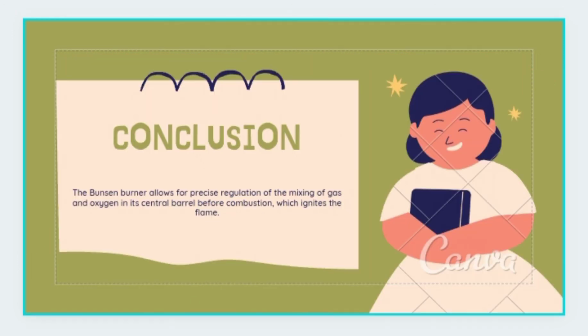The conclusion: the Bunsen burner allows for precise regulation of the mixing of gas and oxygen in its central barrel before combustion, which ignites the flame. So that's all.